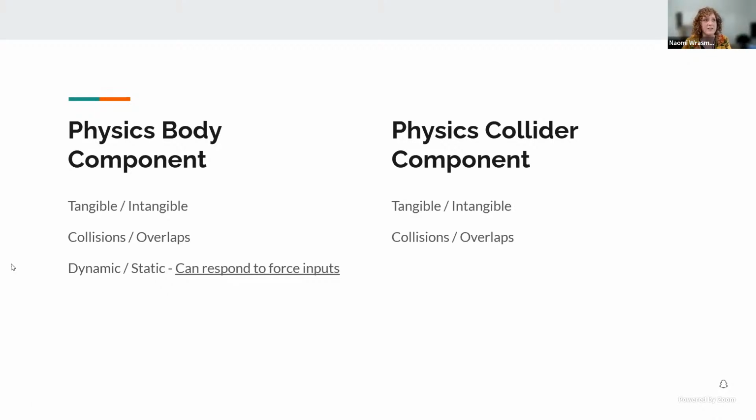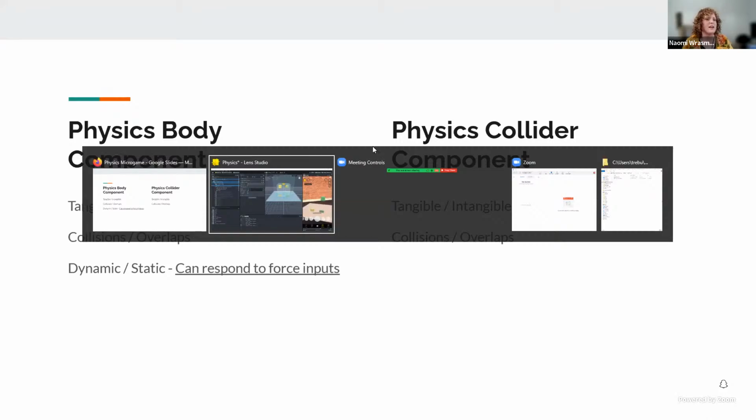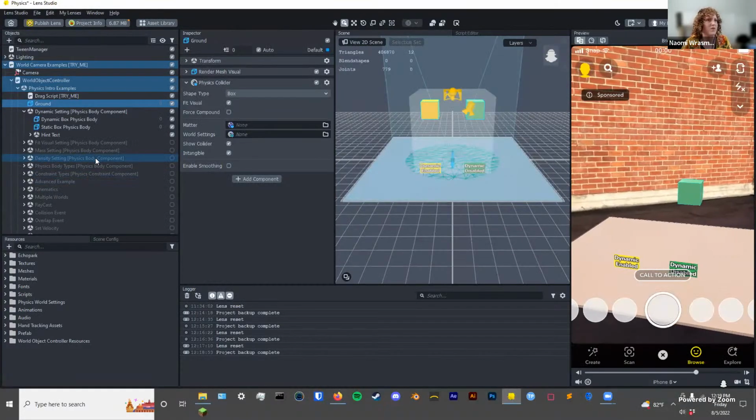Pretty much the only difference is that the physics body can be dynamic or static, meaning that we can have it respond to forces in the scene and move around. But that's a trade-off with a little bit extra performance cost for the lens, because it'll be extra calculations. So a physics collider can allow us to not have to do those extra calculations. So as you explore, you learn more.